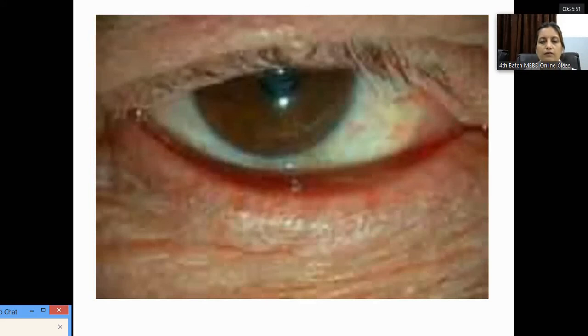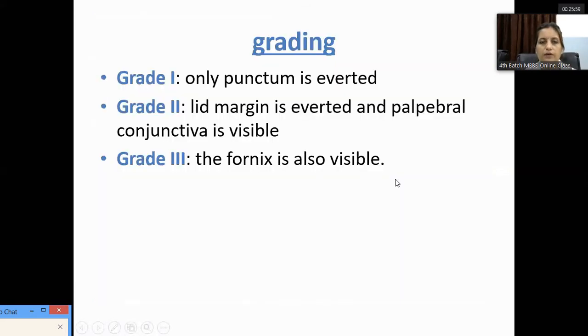So eversion of the lid margin, outward eversion of the lid margin. In grade 1, you will see only the punctum everted. Normally you are not able to see the punctum without pulling the lower lid. So when the punctum is seen without pulling the lower lid, the patient has grade 1 ectropion. In grade 2, the lid margin is everted and the palpebral conjunctiva is visible. And in grade 3, you will see the fornix.